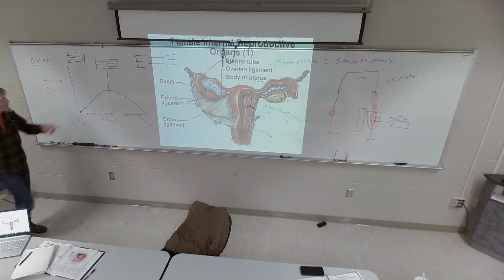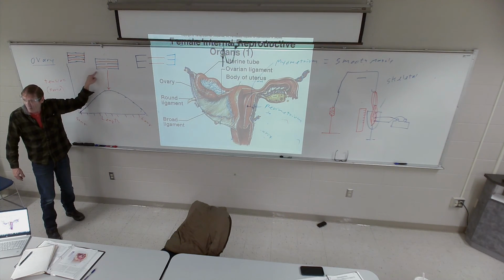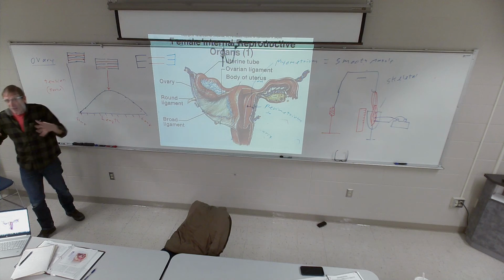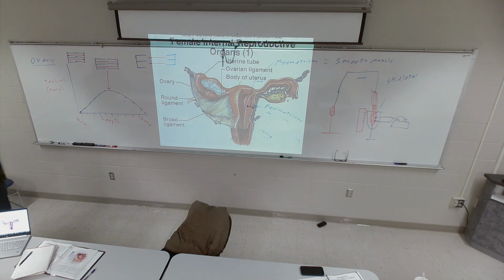But what about smooth muscle? Does it have sarcomeres? No, remember that's why it's smooth. Sarcomeres are just that repeating pattern of protein that give it a striped appearance, on a micrograph, on a histology slide. Smooth muscle still has actin and myosin and so forth, but they're just randomly spread around. There's no pattern to it.